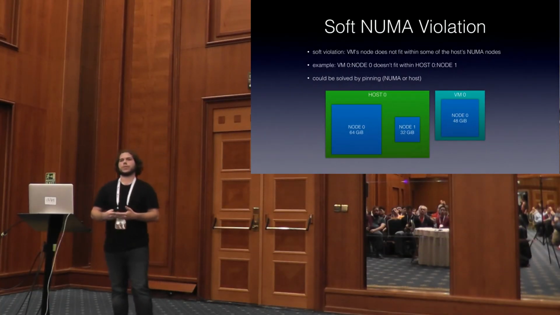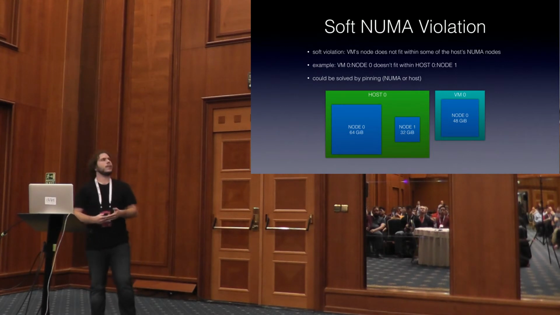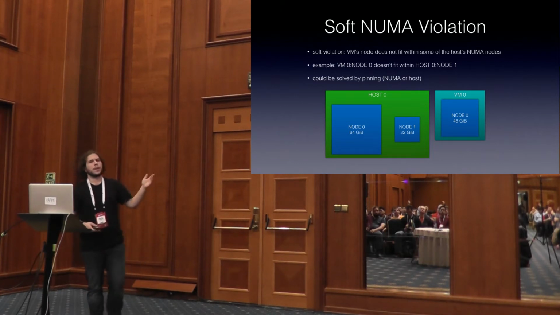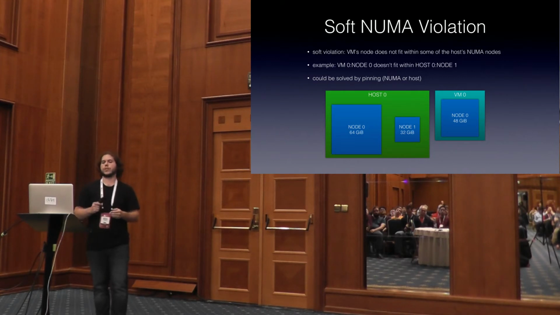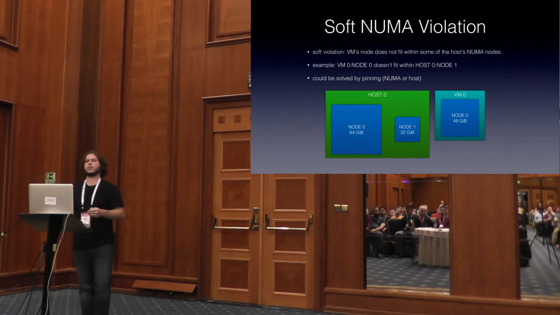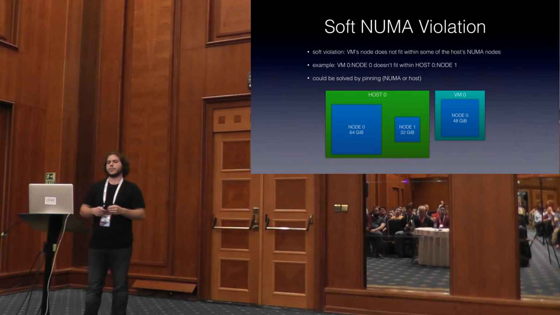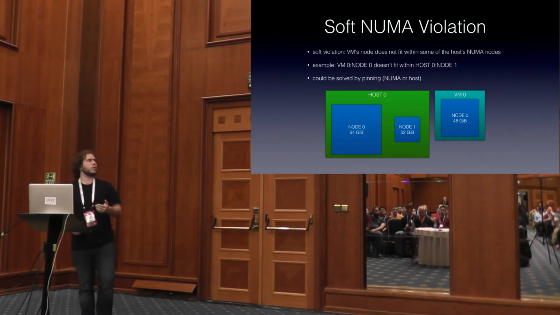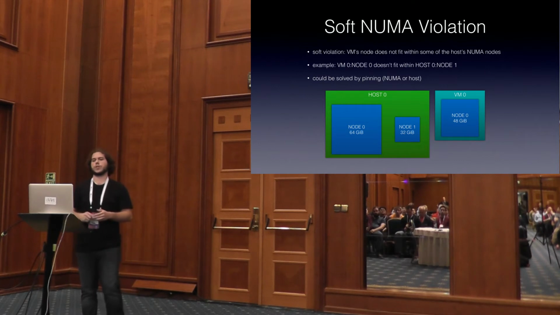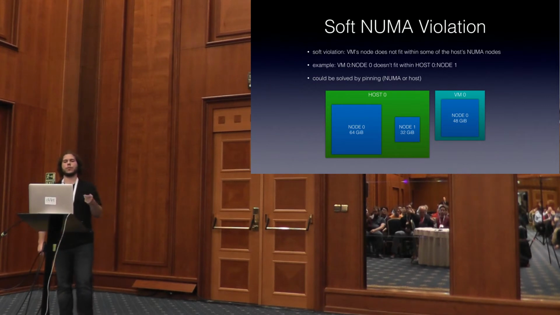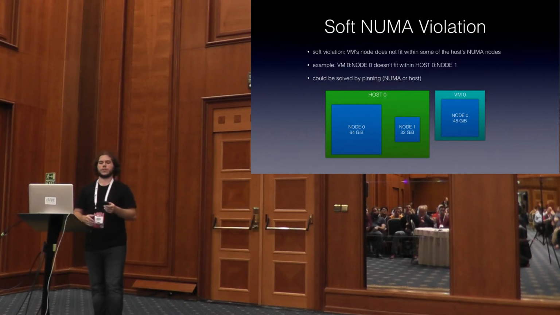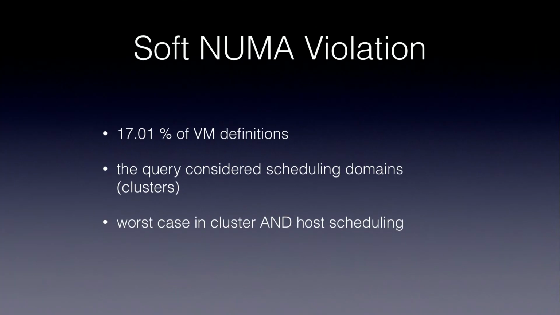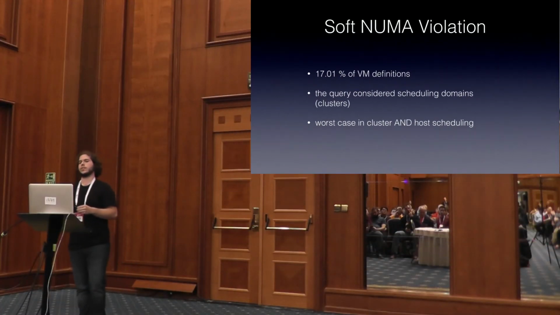The first one is what I call soft NUMA violation, and it's what you can see on the slide. A soft NUMA violation happens when the host contains a NUMA node that's actually smaller than the NUMA node that the VM requests. In this example, it's just a single node VM, so it's pretty obvious that it doesn't fit into the smaller of the host nodes. This can actually be solved by pinning the node to the bigger node, or by removing the host altogether from the cluster. And we have seen this happen in roughly 17% of definitions.